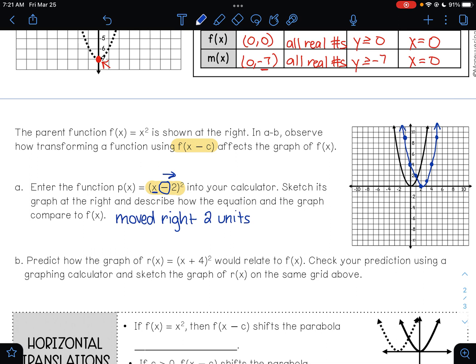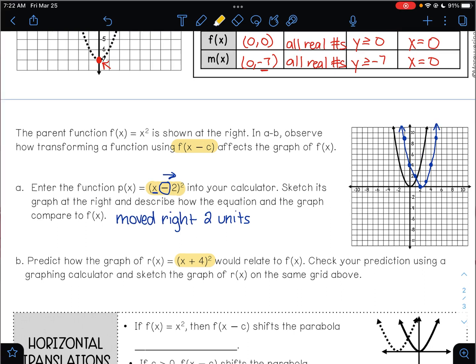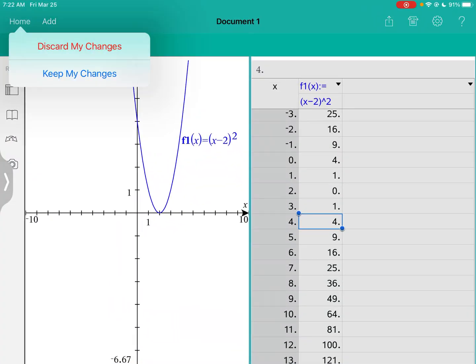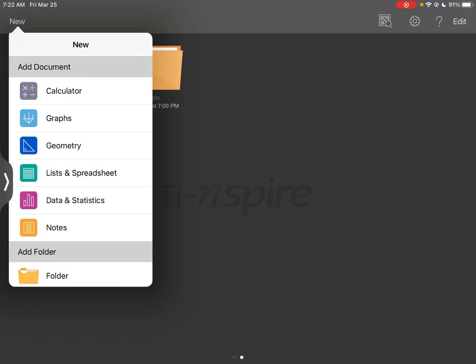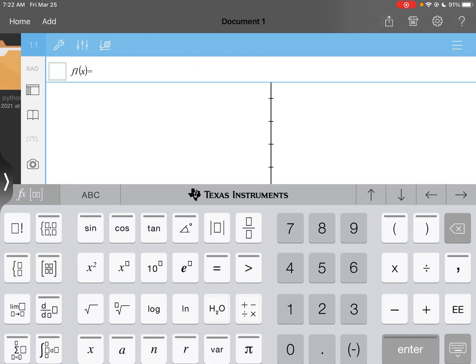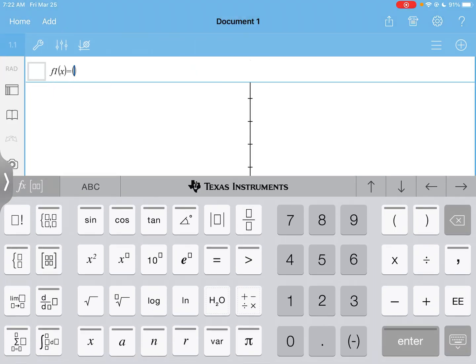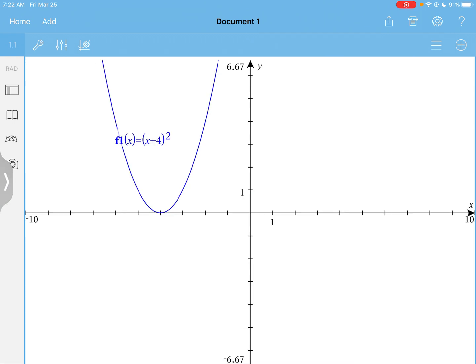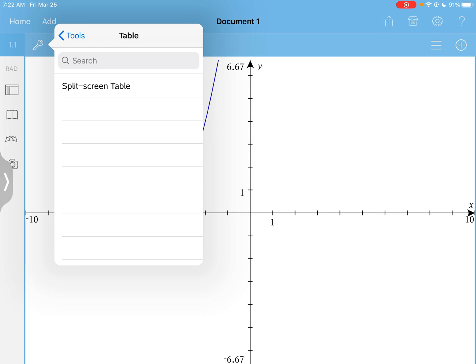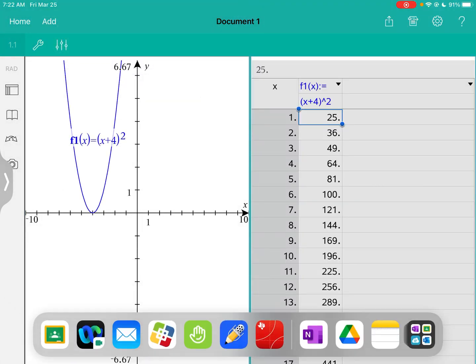So what do you think is going to happen? We're going to make a prediction when we have a plus on the inside. Okay, so make a prediction. Think to yourself, how's that going to happen? And let's graph it and see if your prediction is correct. So I have my graph. I'm going to type in x plus 4 squared. Enter. Okay, Control T to get my table.